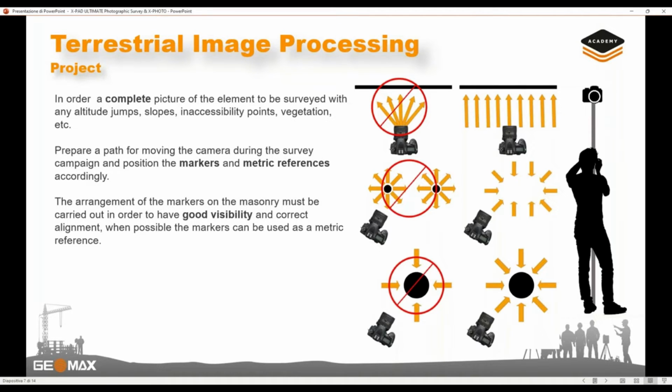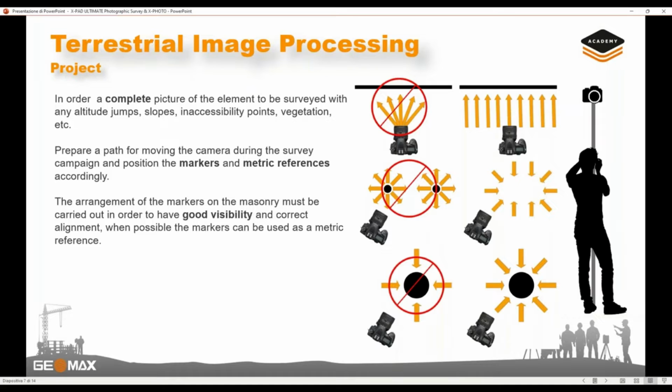Then, in order to complete a picture of the element, the surveyor can also survey any altitude jumps, slopes, inaccessible points, vegetation. So the photogrammetry acquisition can also compensate for something that maybe cannot be captured with a terrestrial scanner or a SLAM scanner, creating a dataset that can be integrated with the other datasets.